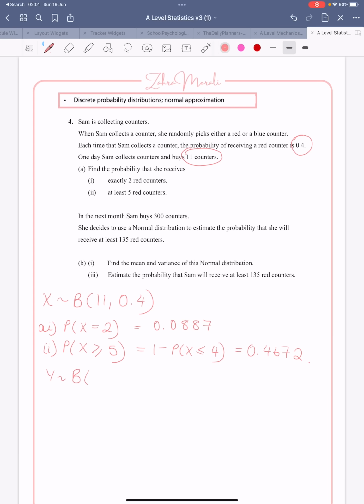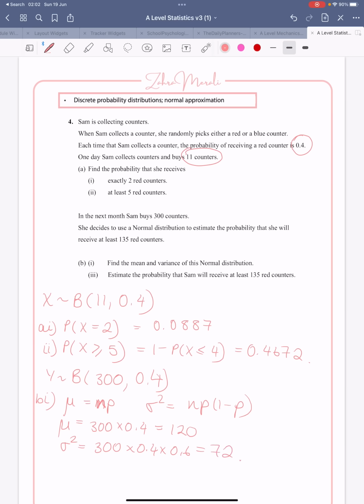Right, and then we now have, it's got bigger. So now we've got 300 counters and we're going to use a normal approximation. So for part B, we know when we normally approximate, the mean or mu is NP and the variance is NP multiplied by 1 minus P. So here we're going to have 300 times 0.4 and that gives us 120, and that's our mean. And then our variance, which is the standard deviation squared, is going to give us 72.